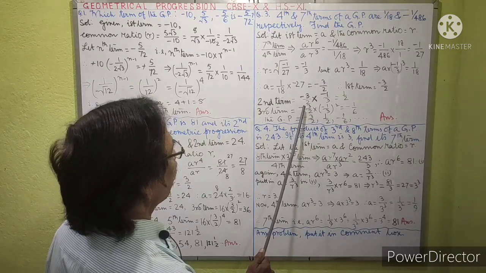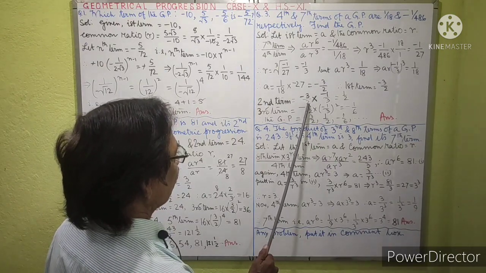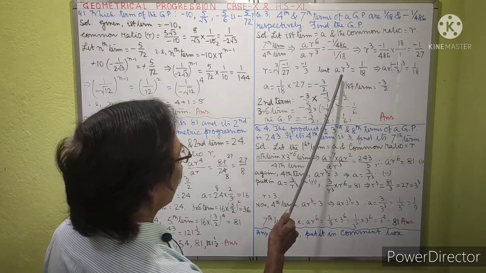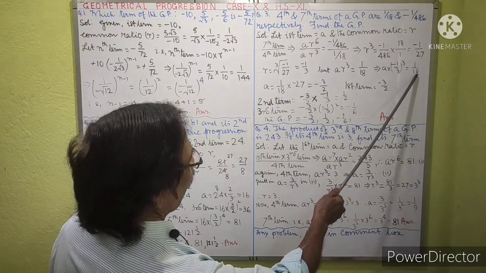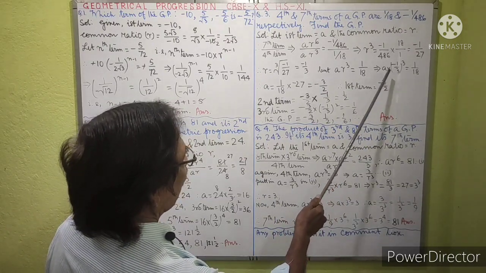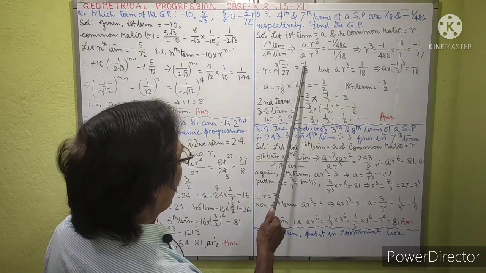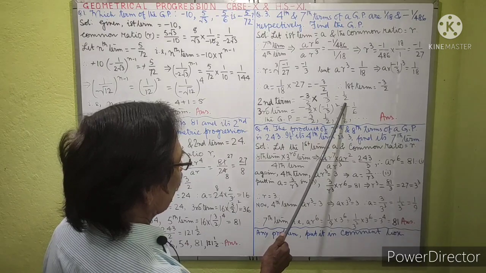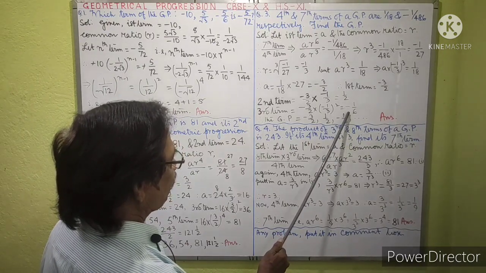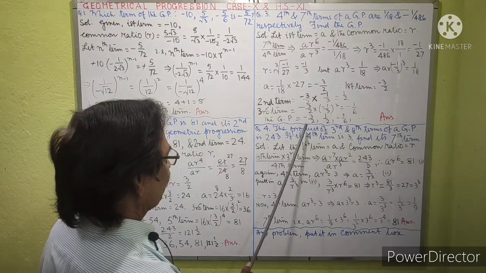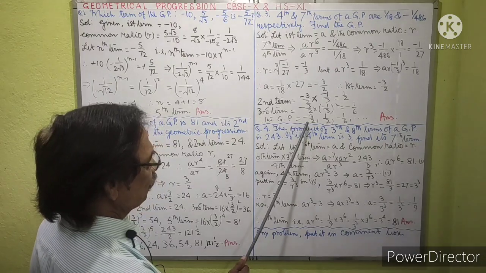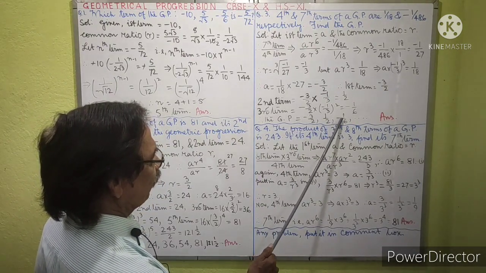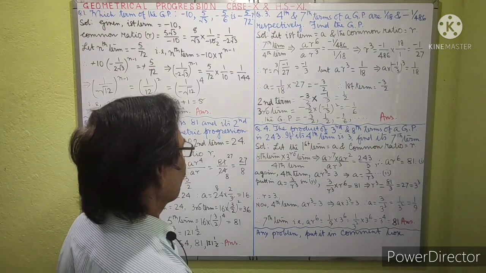And the second term is minus 3 by 2 into R, where R equals minus 1 by 3. Multiplying this we are getting the second term equal to half. Similarly the third term is minus 1 by 6. This is the GP. So GP equals minus 3 by 2, half, minus 1 by 6, and so on.